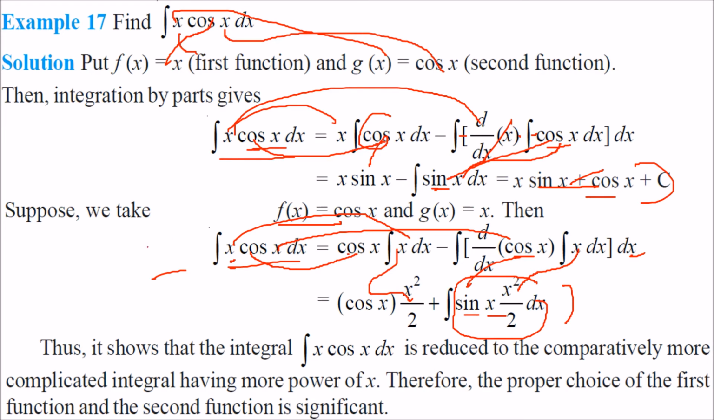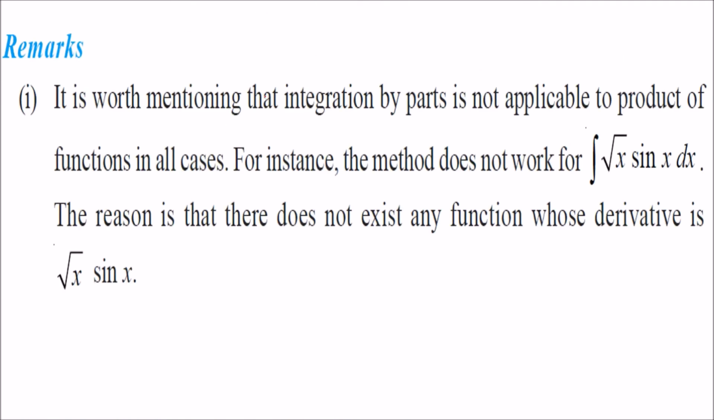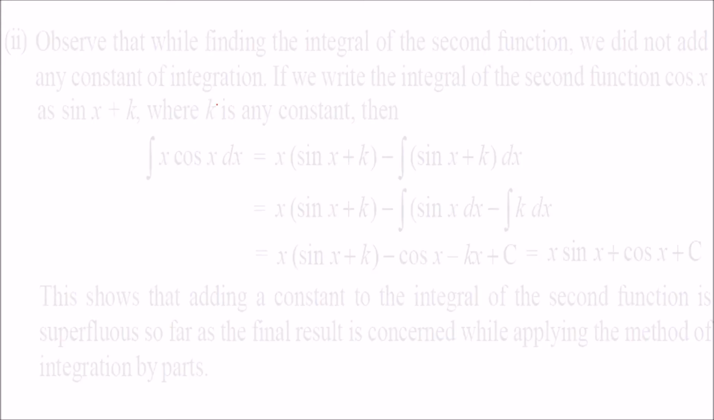So this is the best way of taking the first as x and the second as cos x. And let me mention that integration by parts is not applicable in all cases. If you have, say, root x sin x dx, this cannot be solved by integration by parts, because there does not exist any function whose derivative is this. There is no derivative. So how can you find out the integration of this?